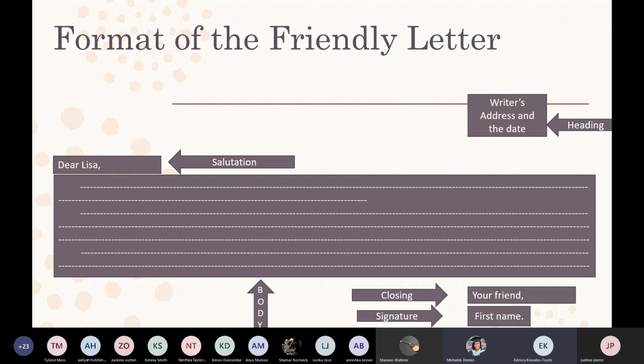And remember, anytime you're writing a friendly letter, what should always come after the person's name? A comma or a colon? This is a friendly letter now. You should always have a comma or colon, because a lot of you get this mixed up.